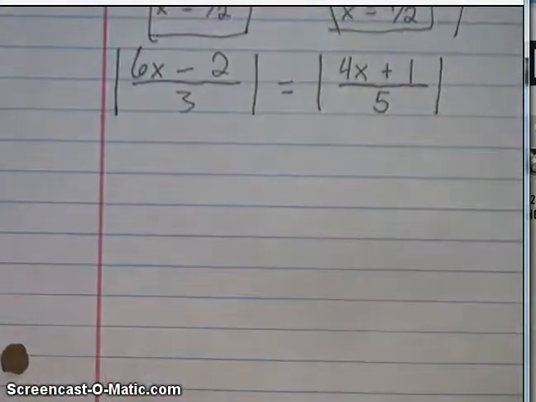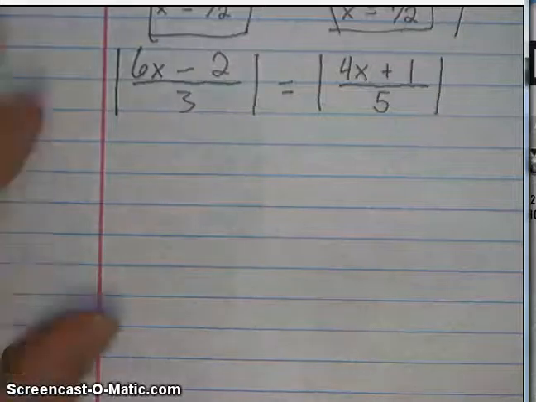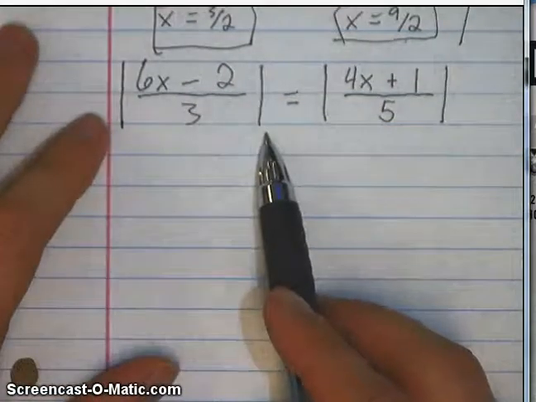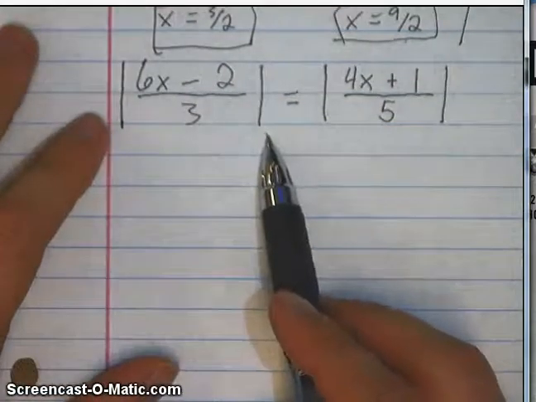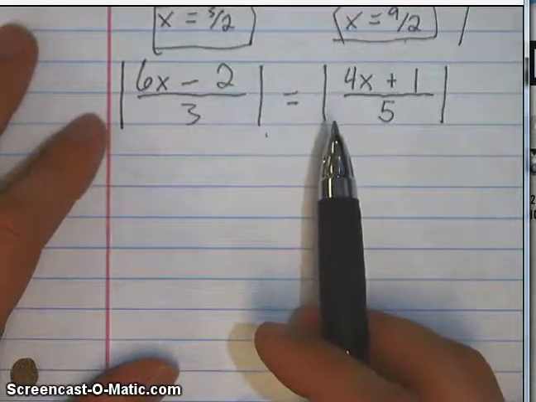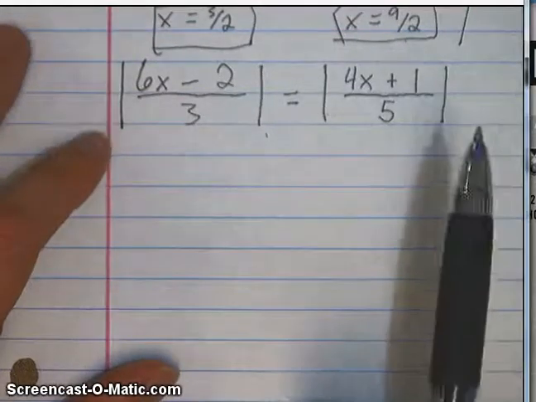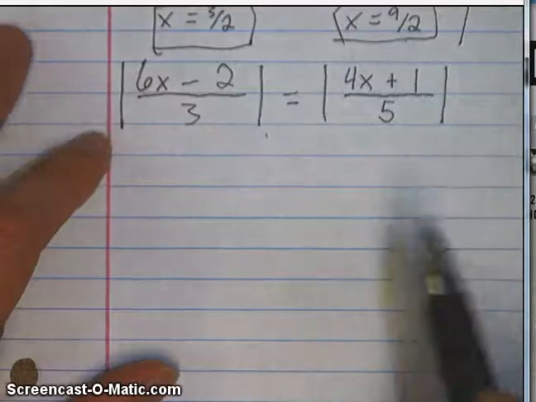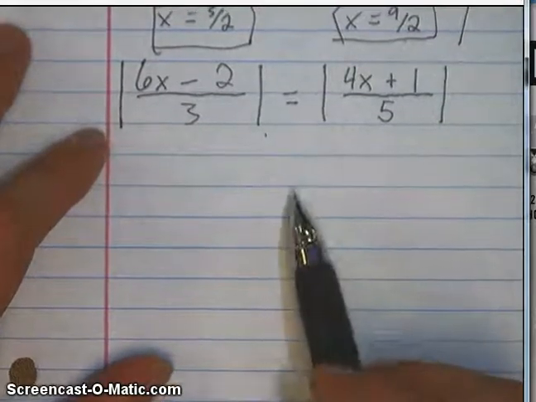Okay, here's a fancy one. We've got the absolute value of 6x minus 2 divided by 3 equals the absolute value of 4x plus 1 divided by 5. So what we need to do, the process is exactly the same. What we're going to do is ask ourselves, is there anything on the outside of the bars here? Is there anything I can do to simplify this expression? And the answer is no. There's nothing going on here that I can do.